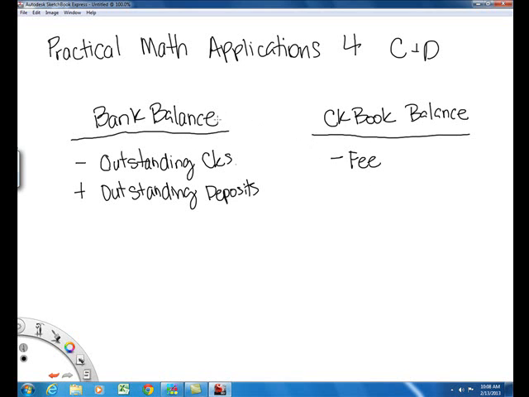In addition to that, the bank balance may have interest that you've gained on your checking account that you weren't aware of, or weren't aware of the amount. So any interest you've gained, you'll have to add to your checkbook balance. After you've done those things, you should have the same amount.